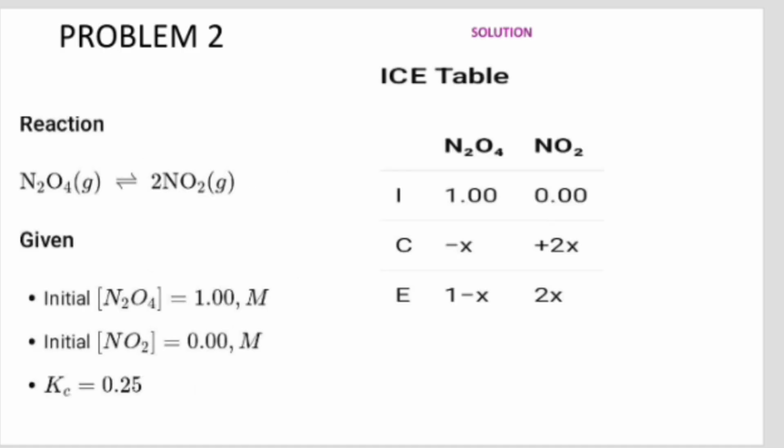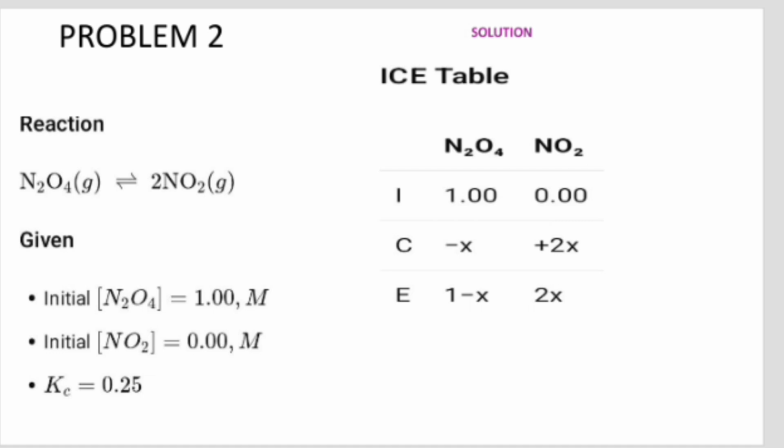As we can see, N2O4 is a reactant. That's why on C, which is change, it's negative X, because N2O4 is being consumed. What about NO2? The coefficient is positive 2 because it's a product, so it carries a positive sign, and its coefficient is 2. At the end, the values at equilibrium, we have 1 minus X for N2O4 and 2X for NO2. Now, what do we do to find the final concentrations at equilibrium?